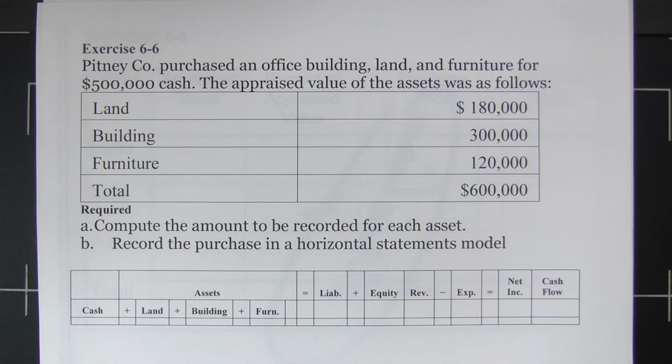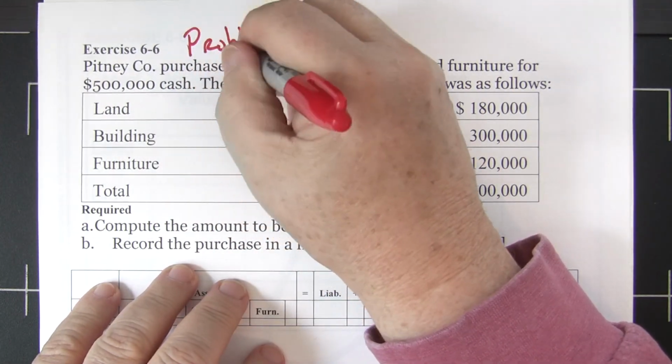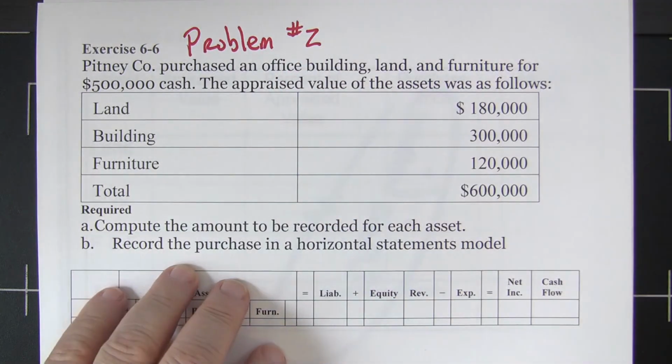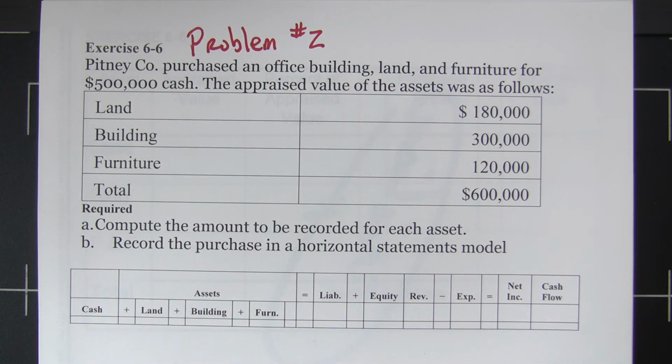Exercise 6.6 in your text. Connect calls this problem number 2. And like so many other homework problems we've done so far this semester, we have to just wade through the accounting babble to find out what we need to do.